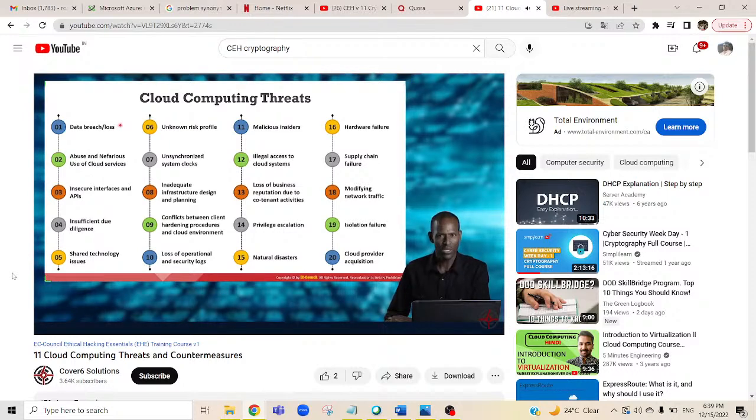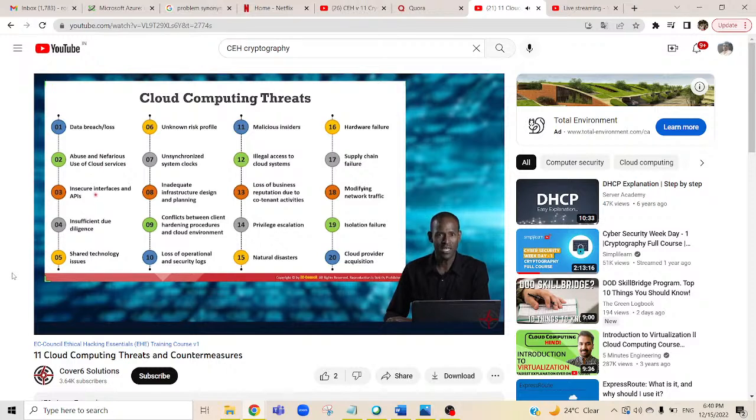Data loss or breach. This is that you can lose your data because of the way the cloud interface and the cloud resources are configured. Abuse and nefarious use of cloud services. You have an administrator that is using your cloud resources to mine cryptocurrency. Something like that. It's an abuse, right? Or selling storage to someone else and creating accounts for outside users on your cloud. I mean, that's possible. It's an abuse.